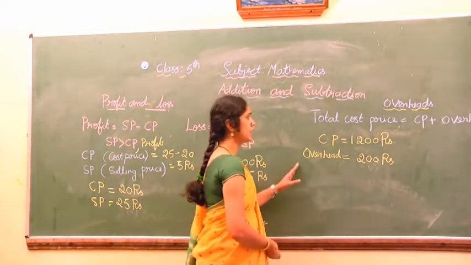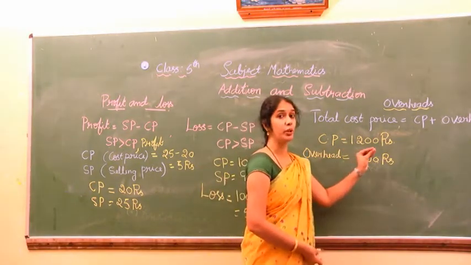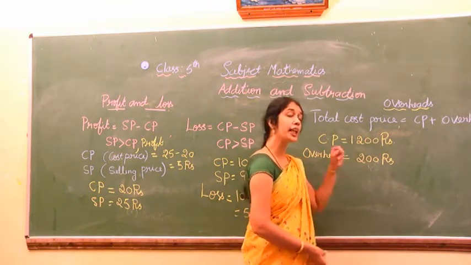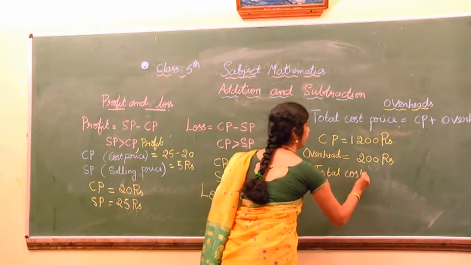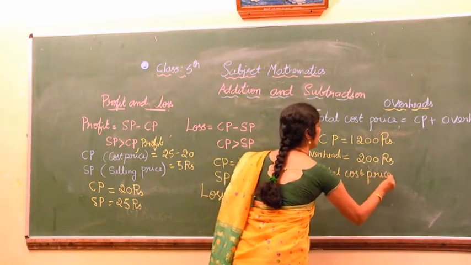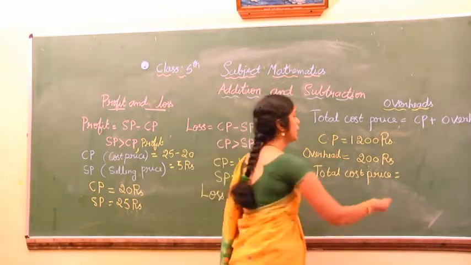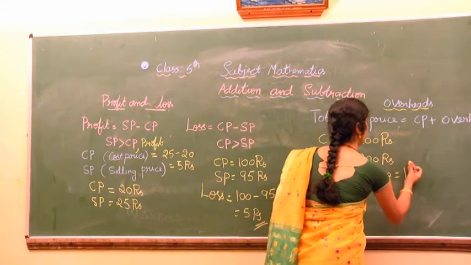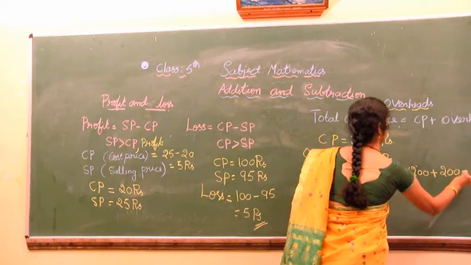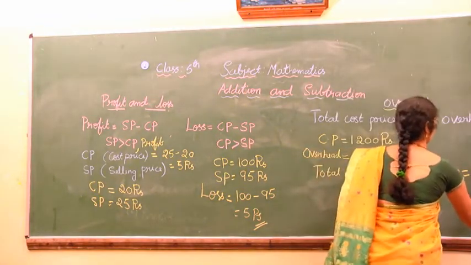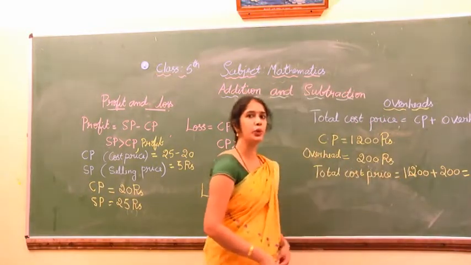Now, here you will not take the cost price as only 1200 rupees. In this case, you have to take the total cost price. That is how much you spend for one cycle. How much do you spend? 1200 plus 200, which equals 1400 rupees.